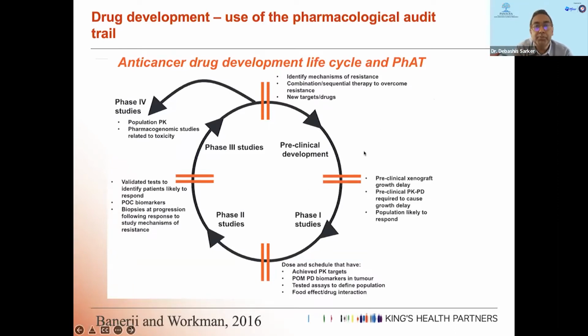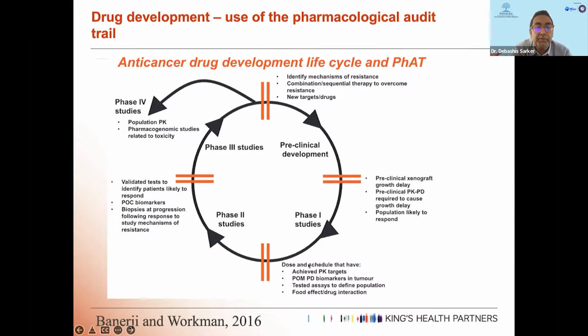So from a preclinical perspective, okay, we need to demonstrate preclinical xenograft growth delay. We need to understand the preclinical pharmacokinetic pharmacodynamic relationship. In particular, we need to understand the preclinical dosing which is required to cause growth delay and to understand the pharmacokinetics related to that. And we need to understand, obviously, the population likely to respond.